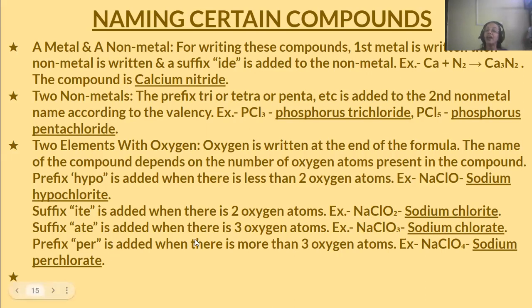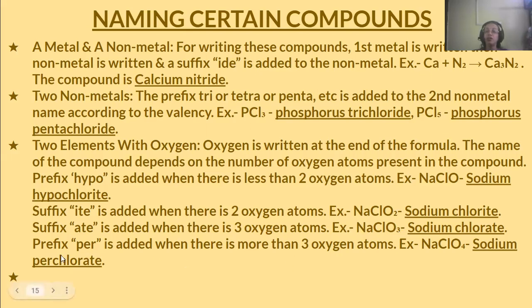Then the suffix ATE is added when there are 3 oxygen atoms. The example is NaClO3. So we add ATE to it, and the name of the compound becomes sodium chlorate.